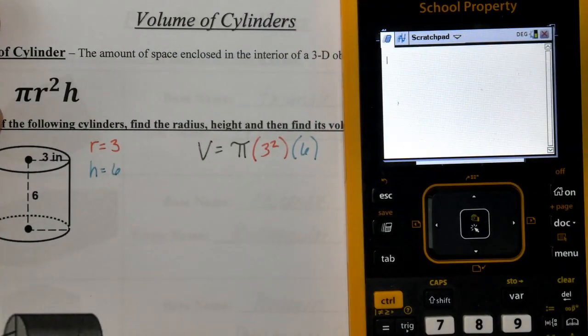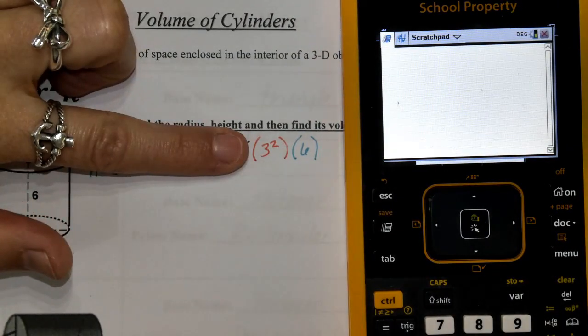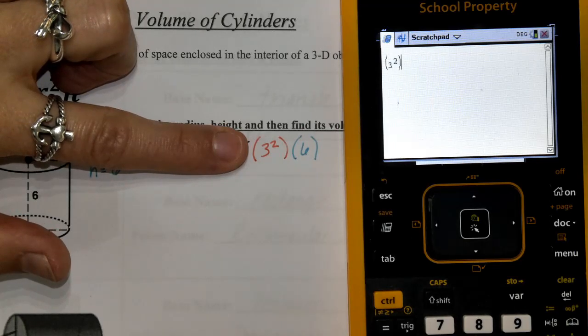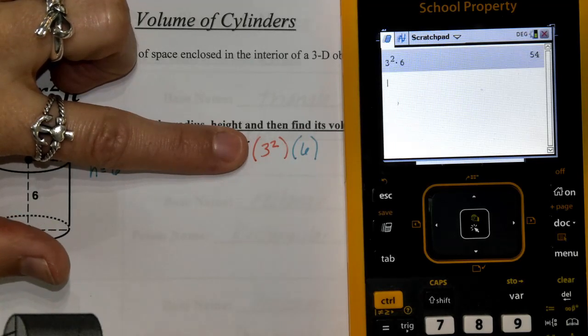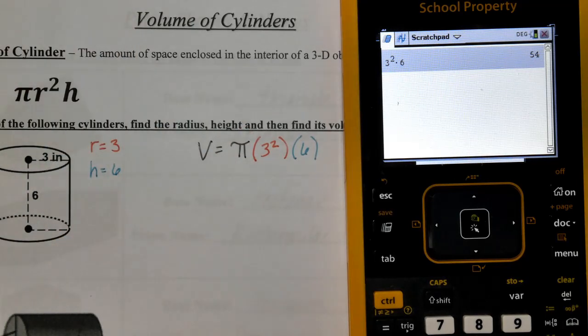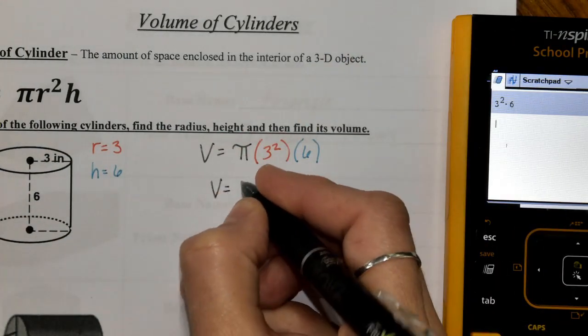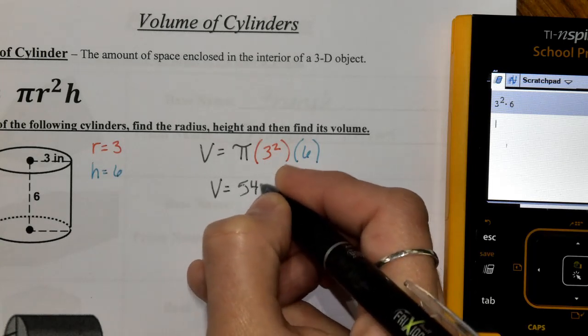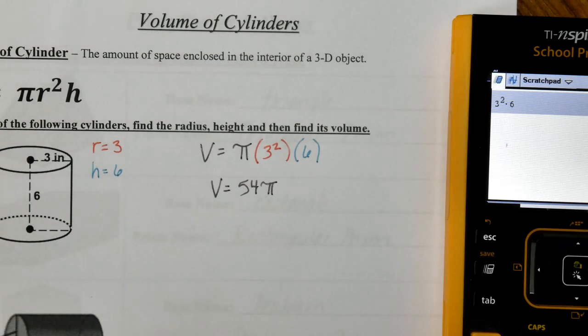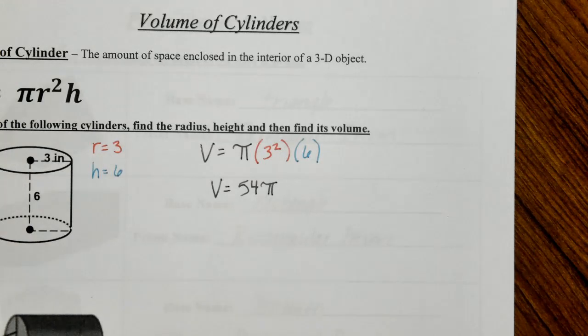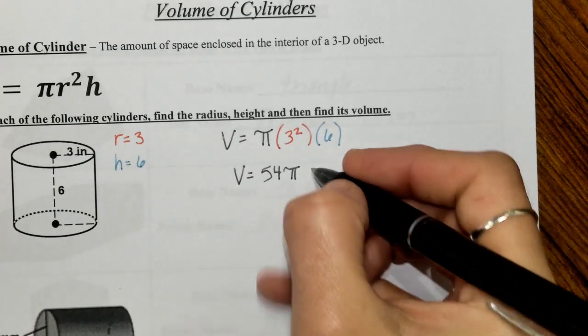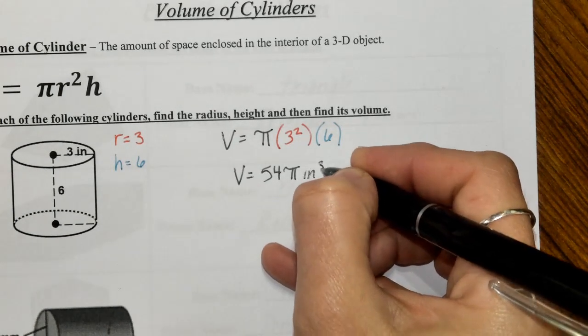To put it in terms of pi, I ignore the pi symbol and I'm just going to go 3 squared times the 6 and we're going to get 54. So then your answer in terms of pi just ends up being the volume equals 54 pi. In terms of pi, you have the term pi there. Okay, our units are inches and we are doing volume, so we are cubed.